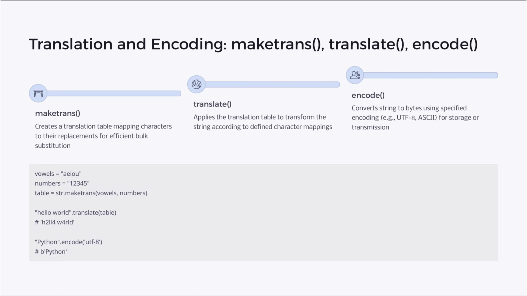Translate uses this table to replace characters, as seen in Hello World becoming HeLL4 World. Encode converts strings to bytes, like Python to b'Python', using an encoding such as UTF-8 for storage or transmission.